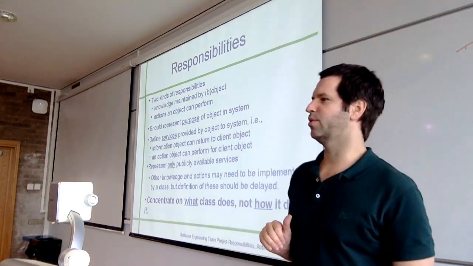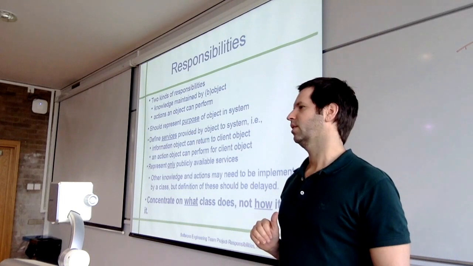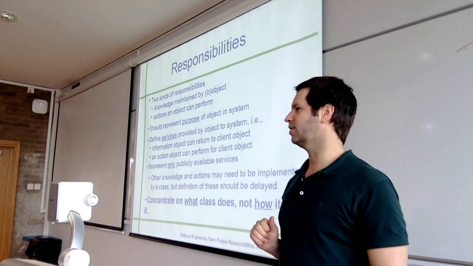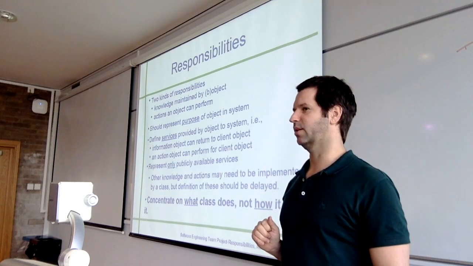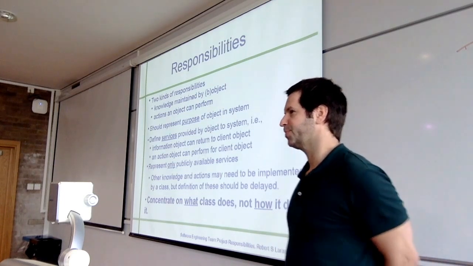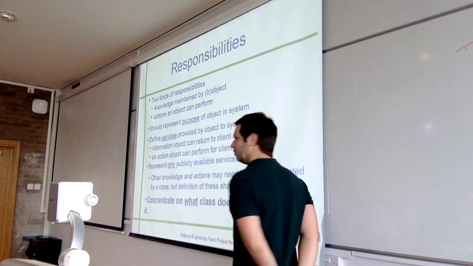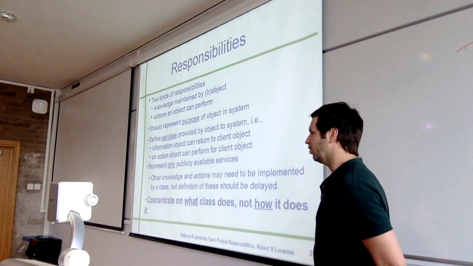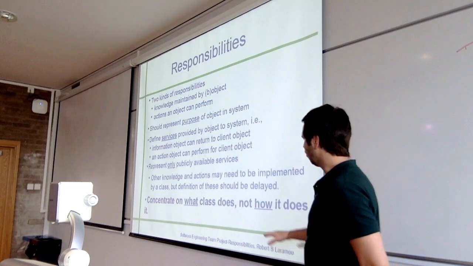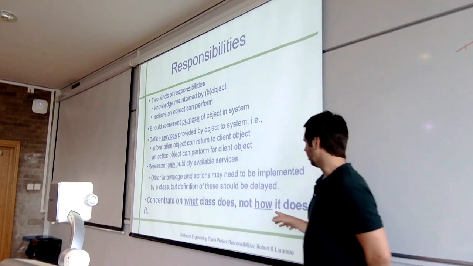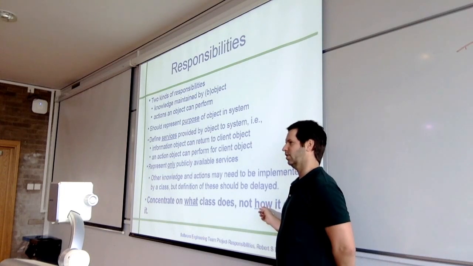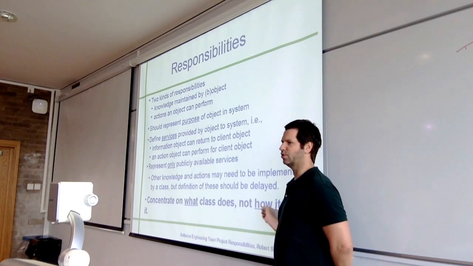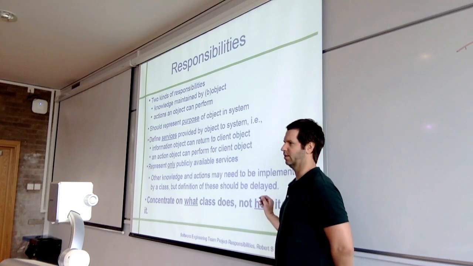Does anybody remember one of the reasons that is the case? I mentioned this last time. It might be difficult for you to remember. The inheritance. The reason we concentrate on what a class does and not how is because there are an infinite number of hows. Right? How something can get done, there are an infinite number of solutions to how something can get done.